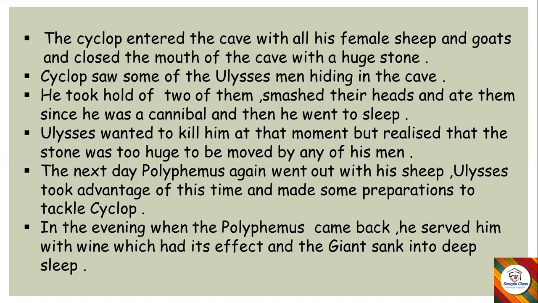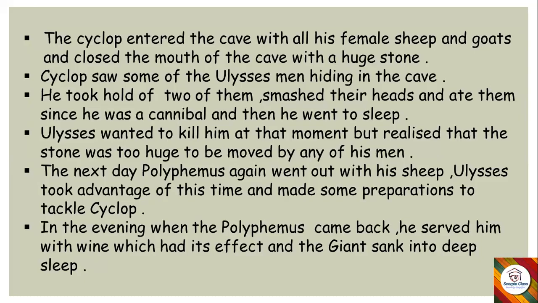So he waited. The next day, Polyphemus again went out with his sheep. Ulysses took advantage of this time and made some preparations to tackle Cyclops. So he planned out the next day, when he got to know that Polyphemus was going out with his sheep for grazing, he took advantage of the time and made all plans and preparations to defeat Cyclops or hurt Cyclops.